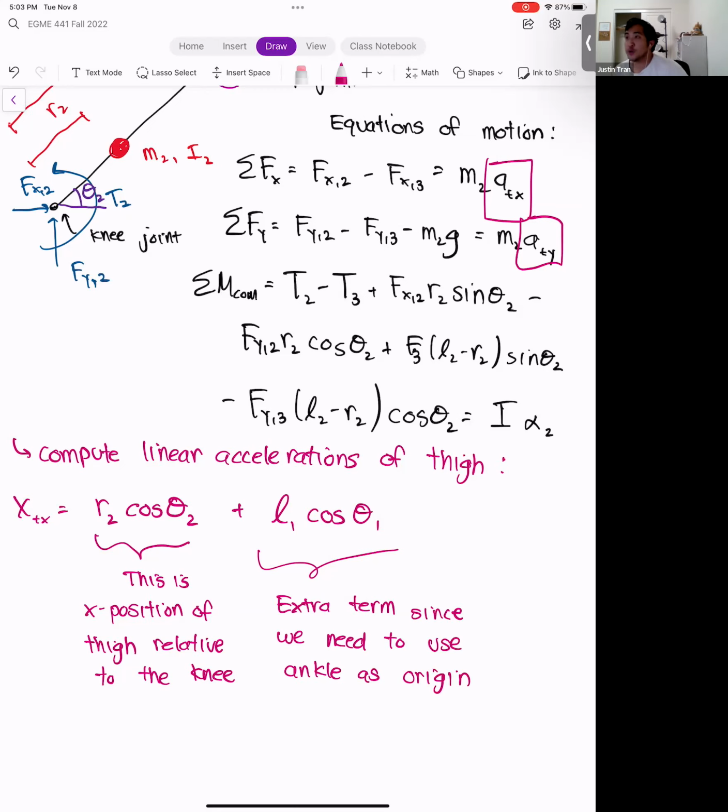All right, and so since we need to use the ankle as our point of origin, we have to include the x position of the knee itself. One way that you can see this is that this extra term is the x position of the knee itself, and then from the knee we travel R2 cosine theta 2 to get the x position of the thigh center of mass.